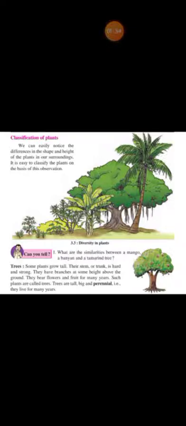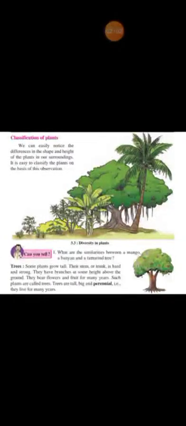Children, basically, plant structure is divided into two parts: the stem that grows above the ground and the root which grows below the ground surface. Root, stem, leaves, flowers, and fruits are the main parts of the plant. Fine, children. Then we have seen in detail about the structure of a plant. First, we have seen about the root.